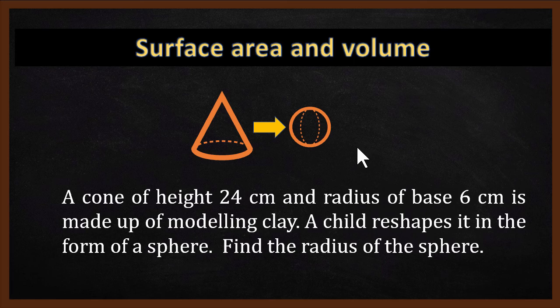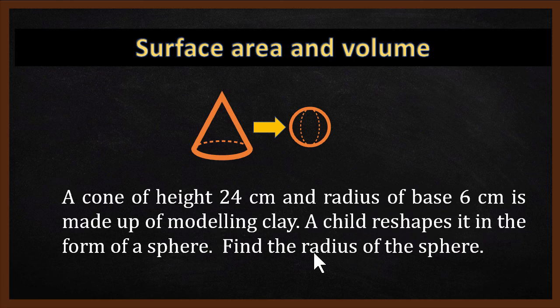Okay, so what's the question? The question says that there is a cone of height 24 centimeter and radius 6 centimeter. So the base radius is 6 centimeter. So that's the cone. What is it made of? It is made of modeling clay. A child reshapes it in the form of a sphere. So the child takes it and makes it into a sphere.